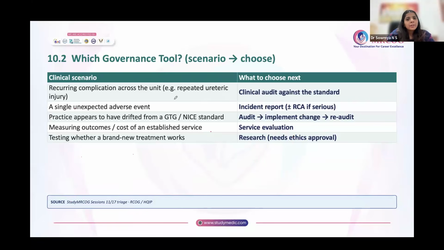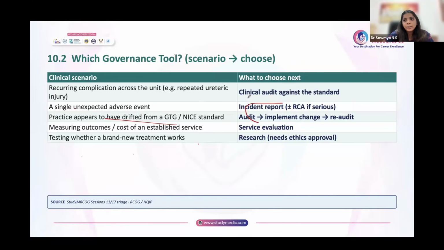Recurring complication across the unit, by now you know it as clinical audit. Single unexpected adverse event, then it is an incident report. For example, PPH can happen to anybody, so PPH has to be reported. Correct? If it is serious, for example PPH leading to hysterectomy, you have to do a root cause analysis to understand what happened.